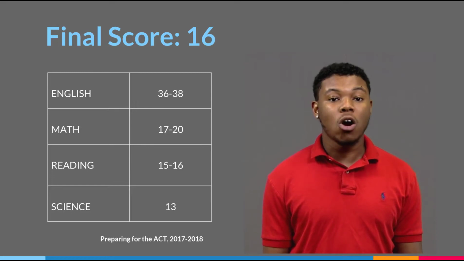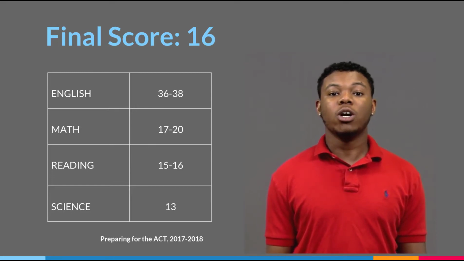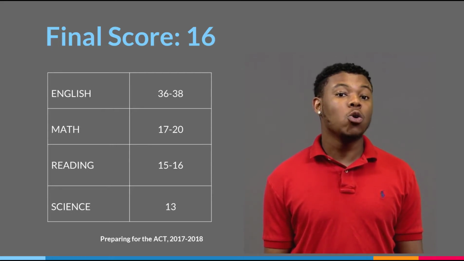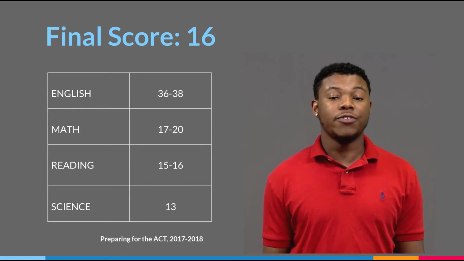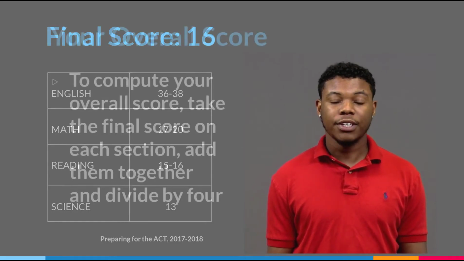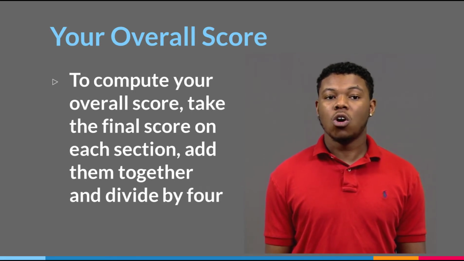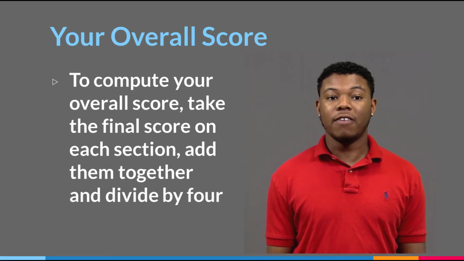Now remember, all of these numbers are only a rough guideline. The actual number of questions that you need to get right for a final score of 16 could be a little bit higher or even a little bit lower on the day of your particular test. Your overall or complete score is an average of your final score on each section. You add the 4 final scores together and divide by 4.